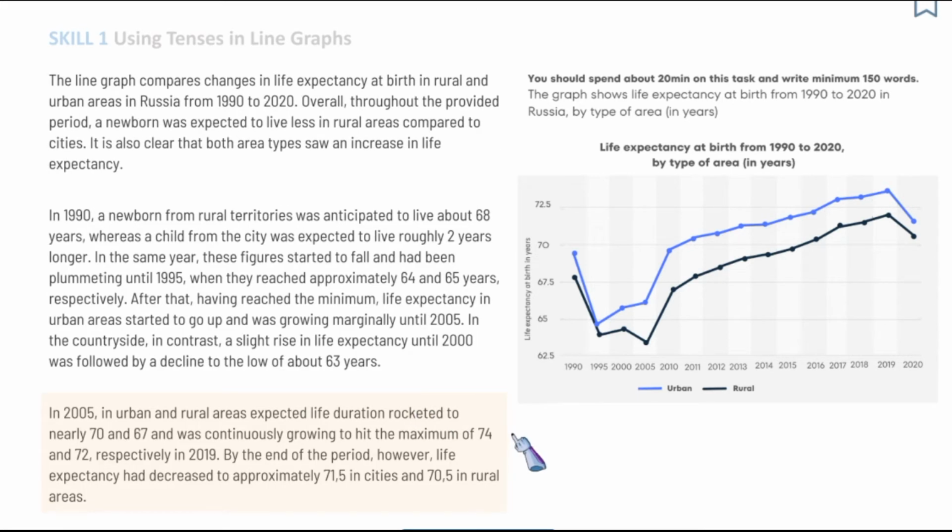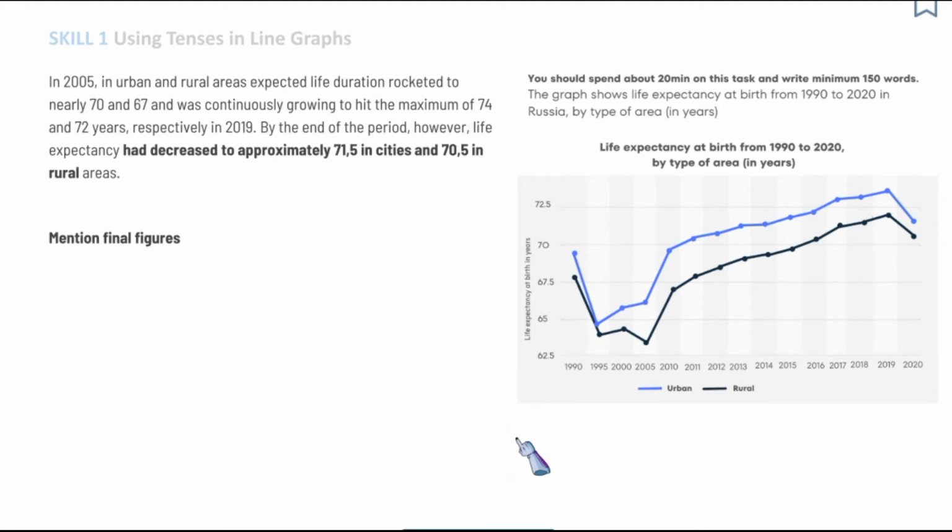Finally, we're moving to the last paragraph. And we have already discussed that it makes a lot of sense to talk about initial figures, and as well as that, it is also a good idea to mention final figures. So this is exactly what I'm doing here in the final sentence. Had decreased to approximately 71.5 and 70.5 in rural areas. I'm talking about the final figures in the end of the period.